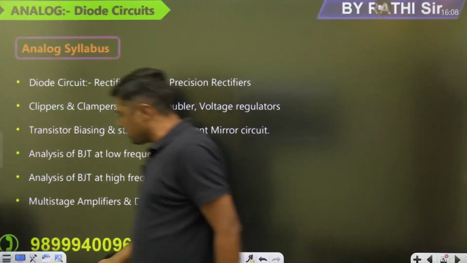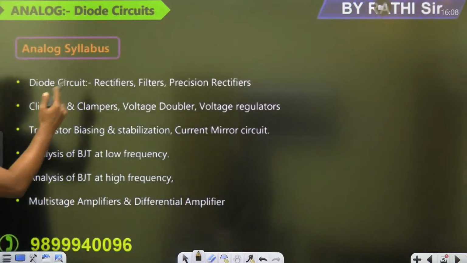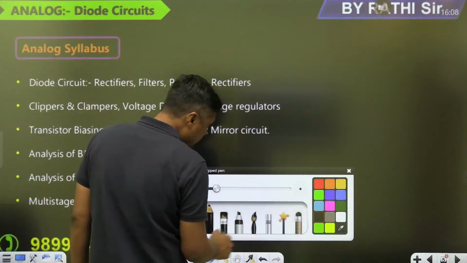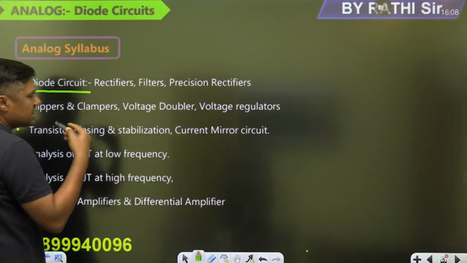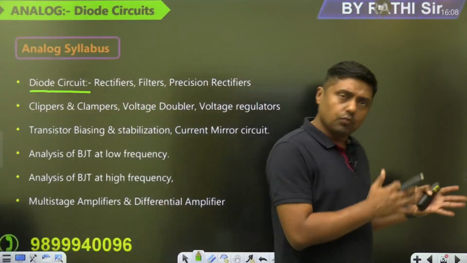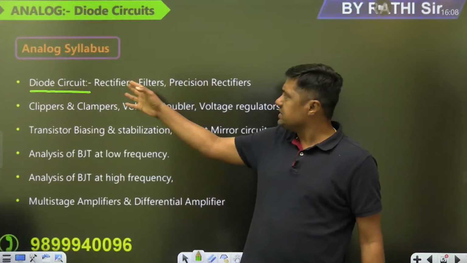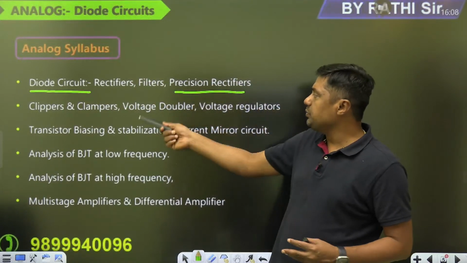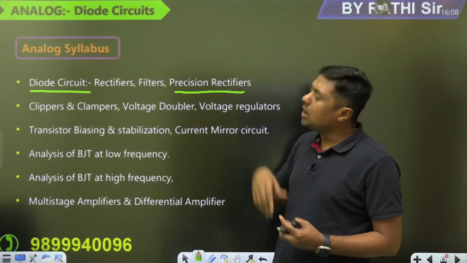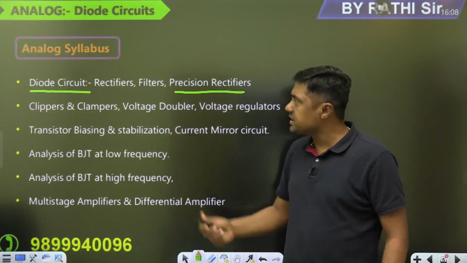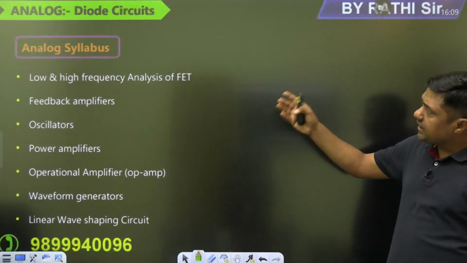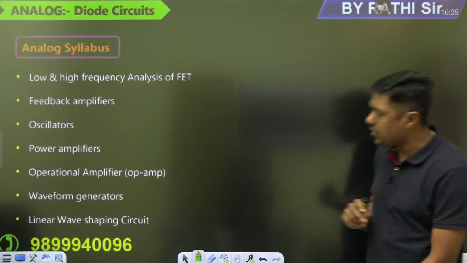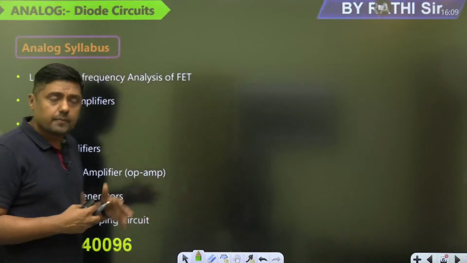Now first of all, go through the syllabus of the analog circuit. So number of topics, guys, quickly. First is diode circuit, rectifier, filter, precision rectifier. But guys, on diode, we are getting questions from basics of the diode. Basic diode circuit means single diode, multiple diodes, right? So we are going to solve this. Then I will arrange session for rectifier, filter, then precision rectifier. Precision rectifier is with operational amplifier. Then clipper, clamper, voltage doubler, voltage regulator. Now after that, BJT, MOSFET, multi-stage amplifier, and frequency analysis, feedback amplifier, oscillator, power amplifier, operational amplifier, waveform generator, linear wave shaping circuits. This is the syllabus of analog.